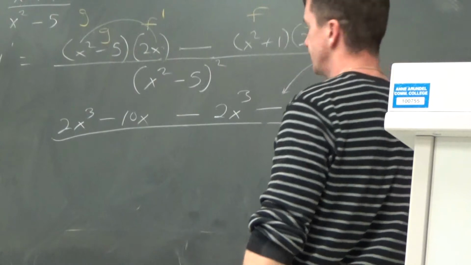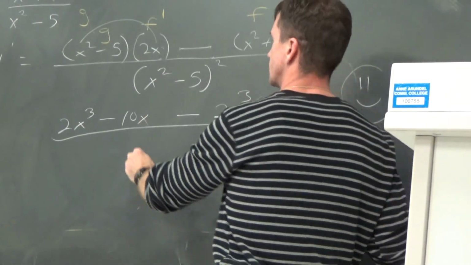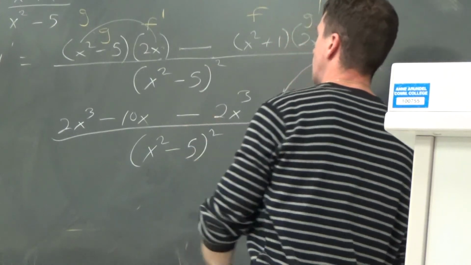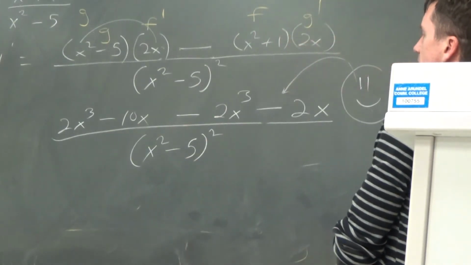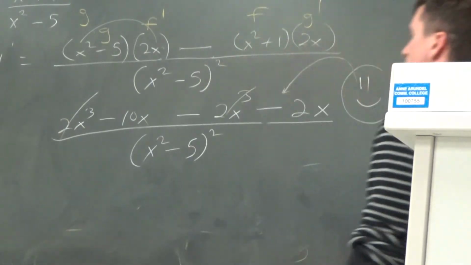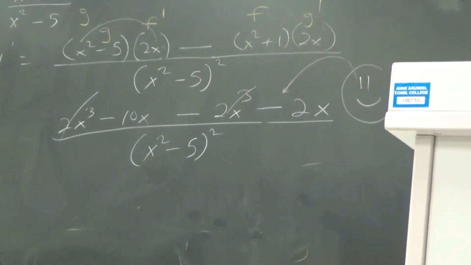Can you also factor the x squared minus 5? You sure could. Hey, do you see any like terms? Oh, now I did all that. Where's the like terms? 2x cubed. What's the final answer? Negative 12x. There you go.